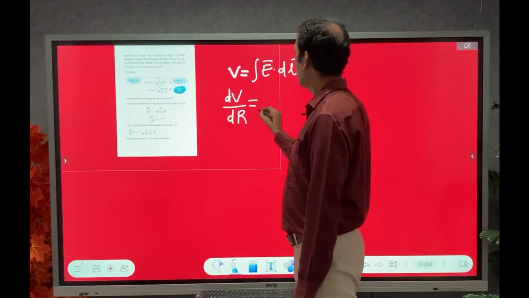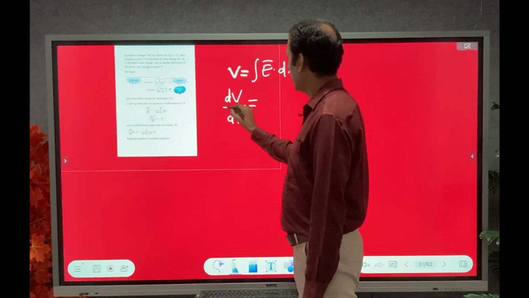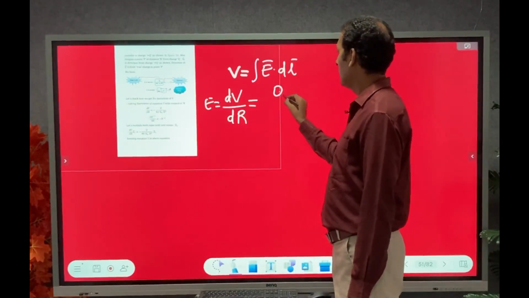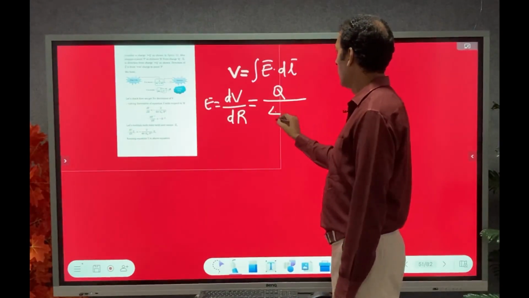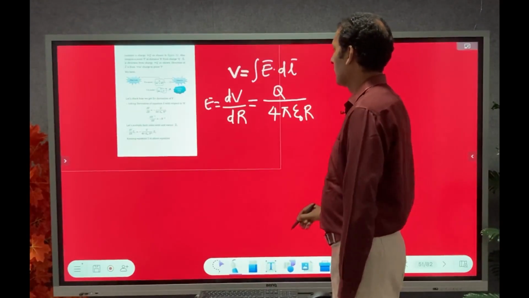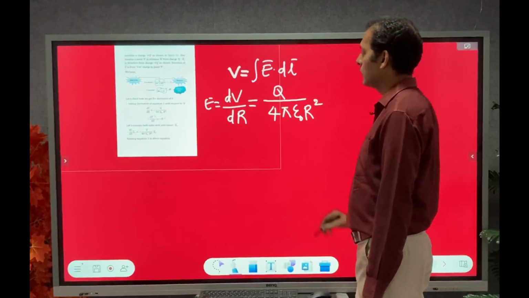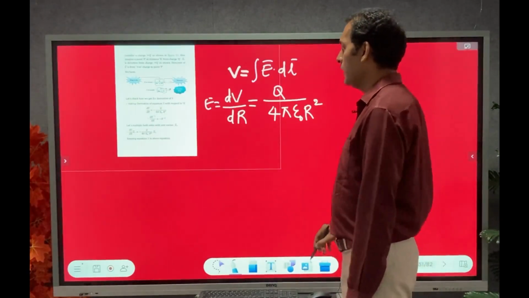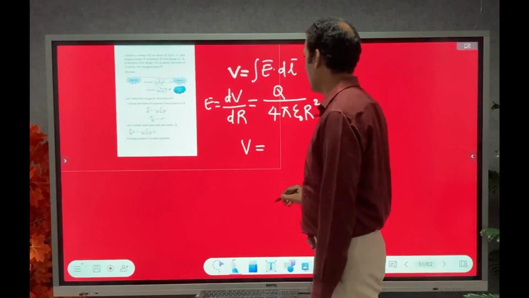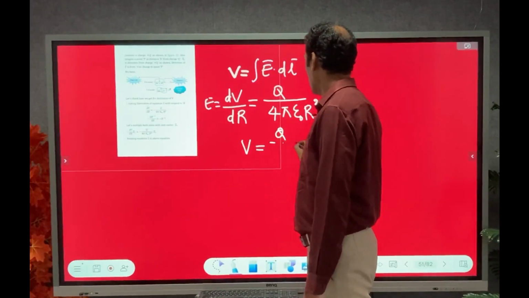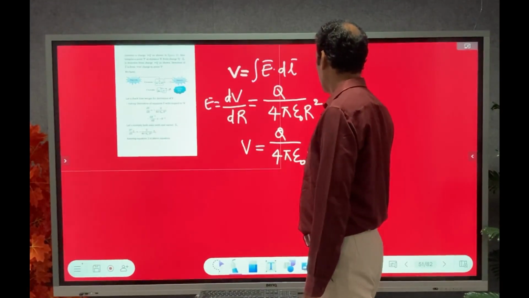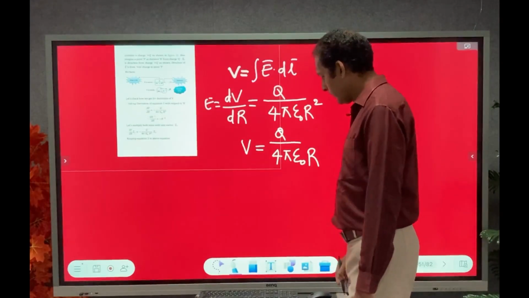Now if we equate this with electric field intensity, what is the formula for electric field intensity? It is Q upon 4 pi epsilon naught R square. But what is the formula for voltage? For voltage, the formula is Q upon 4 pi epsilon naught R. Now what is the difference between these two?